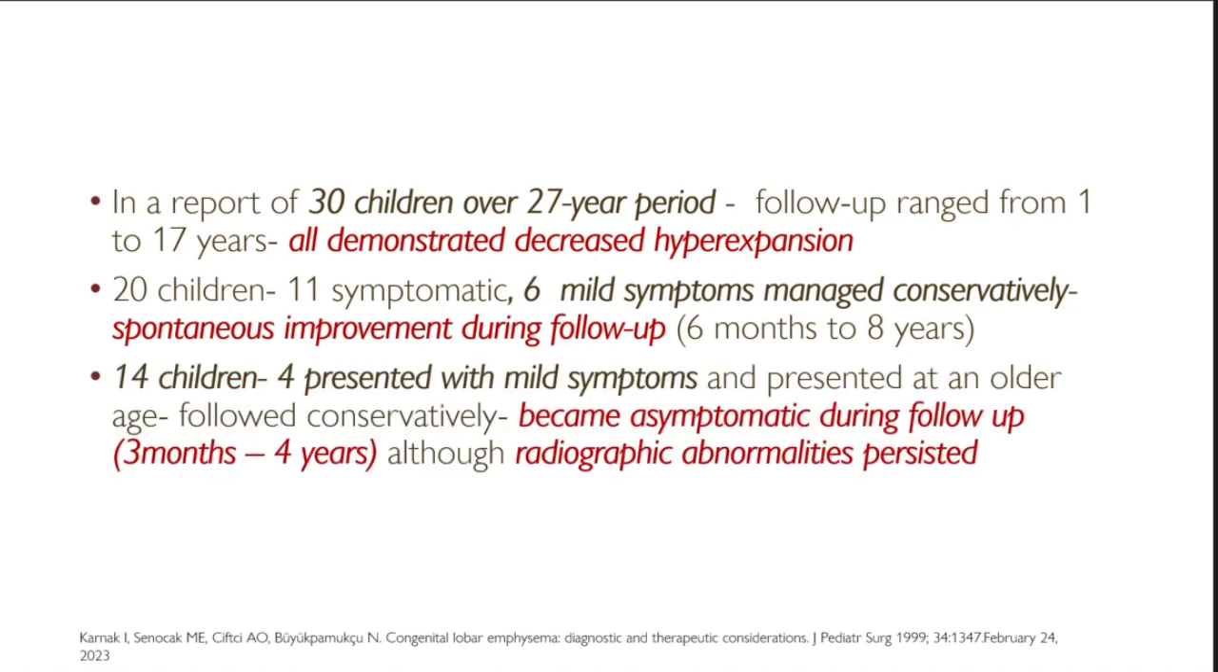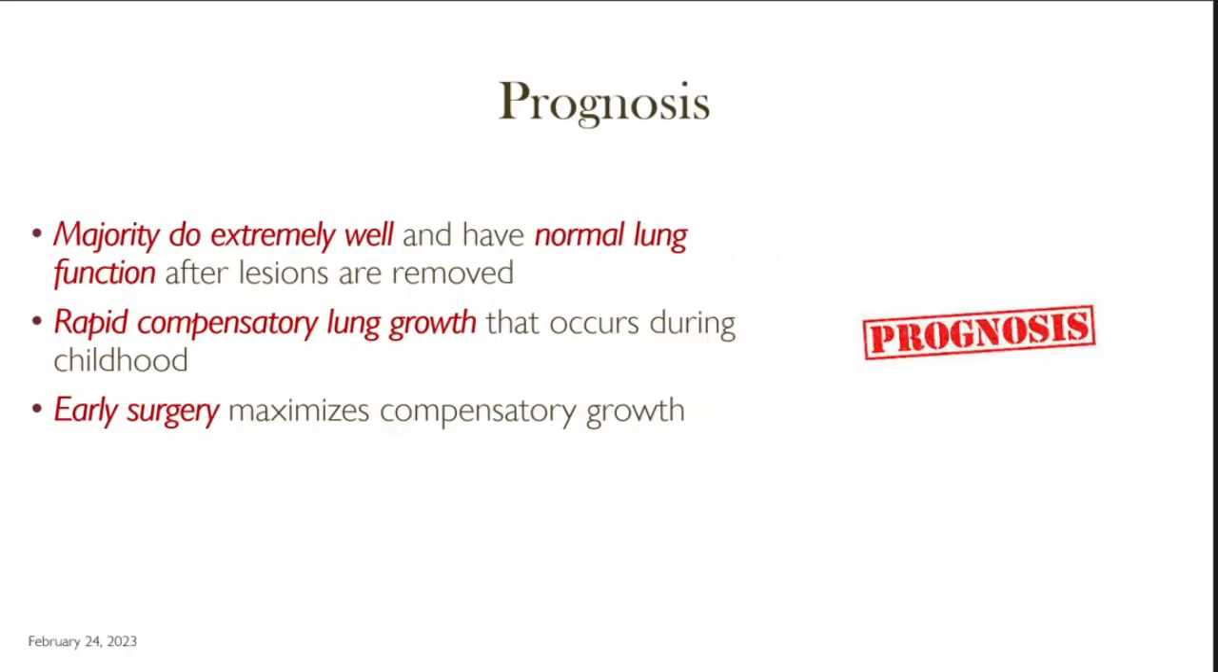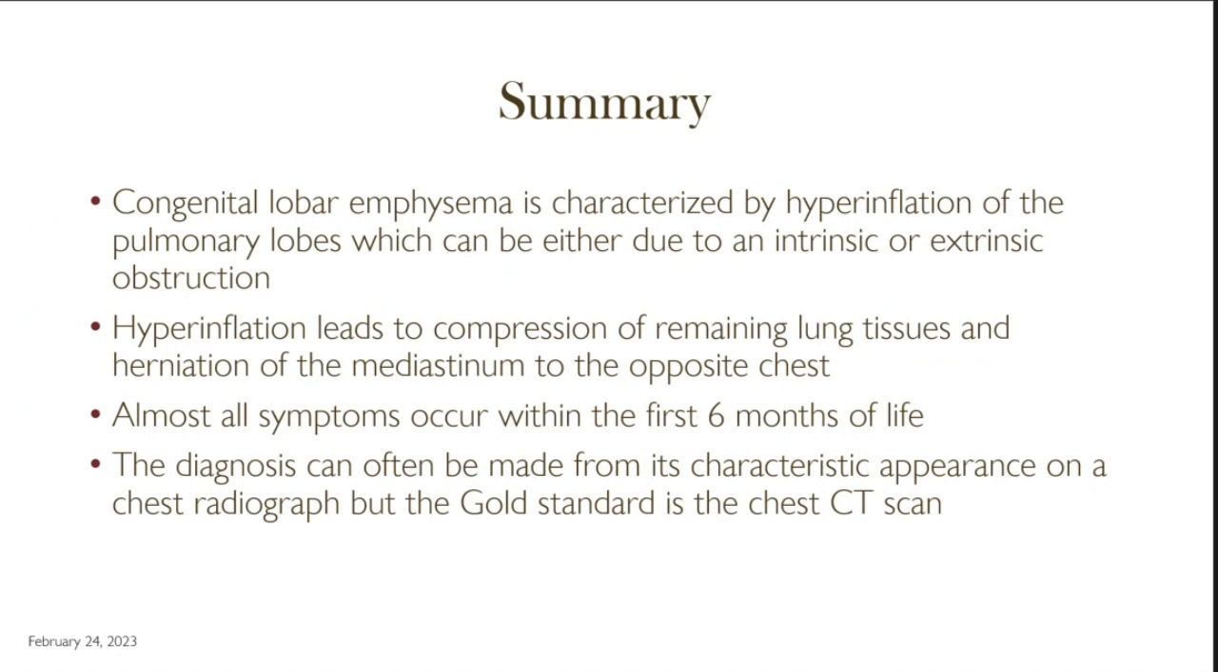A report of 14 children included 4 children who had mild symptoms and presented at an older age, who were followed up conservatively. These children became asymptomatic during the follow-up period of 3 months to 4 years, although radiographic abnormalities persisted. The vast majority of children with congenital lesions do extremely well and have normal lung function after their lesions are removed. This is due to the rapid compensatory lung growth that occurs during childhood. Having surgery early maximizes this compensatory growth.